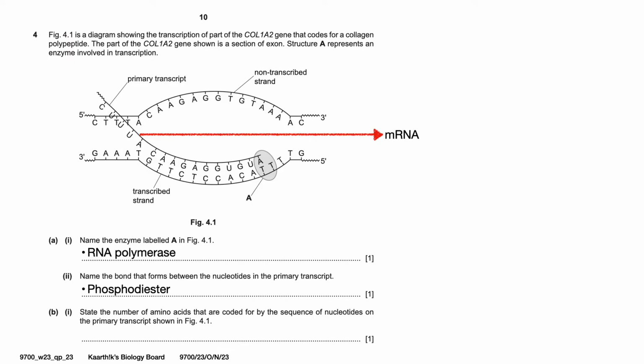So to count that, I have just made some markings there. So this CUU, UAC, AAG, AGG, UGU, there are five triplet codons which are present in this primary transcript. So 5 amino acids are being produced or coded by this primary transcript.